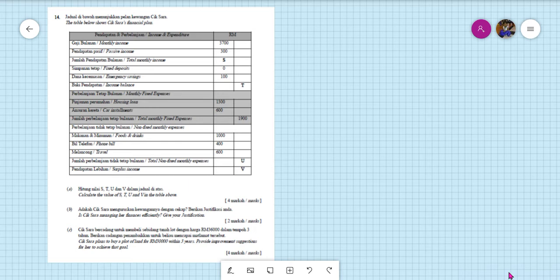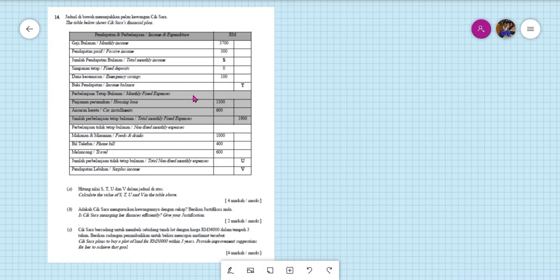Sarah's financial plan. If you look at the table given here, they have listed out the income and the expenditure. Looking at the first one, her monthly income is given as 3,700. Her passive income is 300 ringgit, and total monthly income is labeled as S. Her fixed deposits are 0, emergency savings she has 100, and then income balance is given as T.